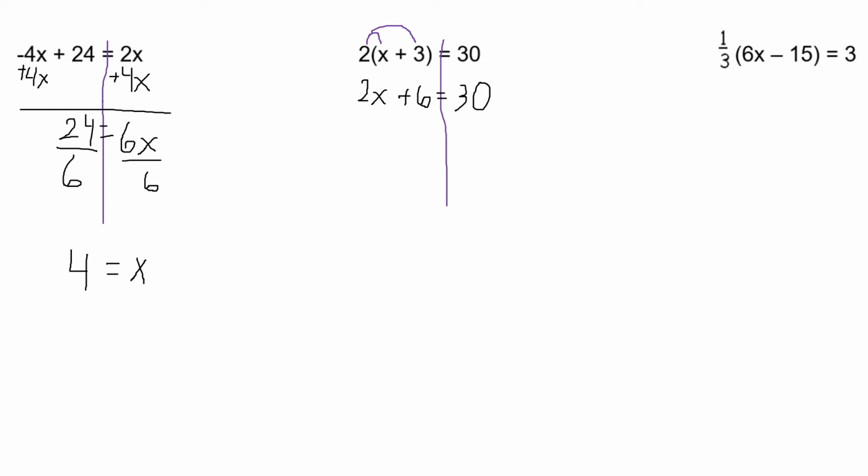We need to subtract our constant. So subtracting 6 from both sides. We have 2x equaling 24. So 2x equals 24, that's multiplication, and the opposite of multiplication is division. So we're going to divide by 2. So x equals 12.